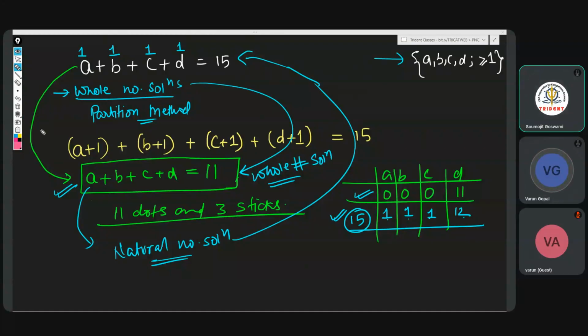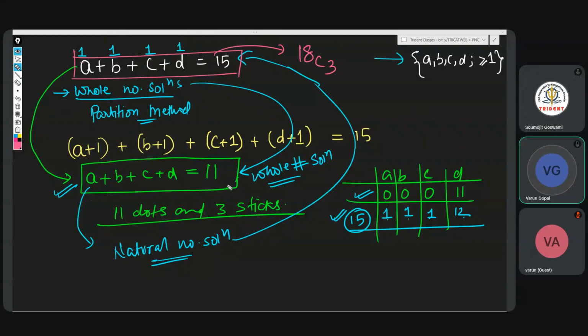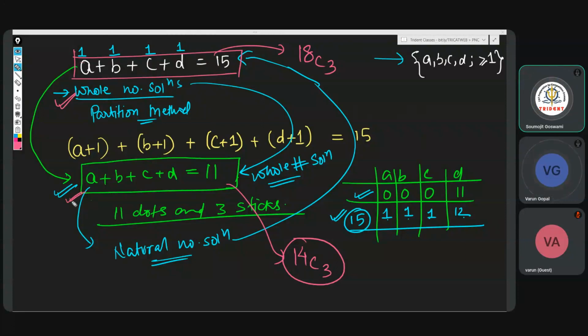What I'm saying is that if the conditions were not there, the value that you would have gotten would have been 18C3. Now it is 14C3. What is the difference? The difference is that the number has reduced, and it should reduce, because whole number solution with 0 is also allowed. So there will be many permutations with 0, 0 in between. We have just eliminated those permutations in which zeros were there.